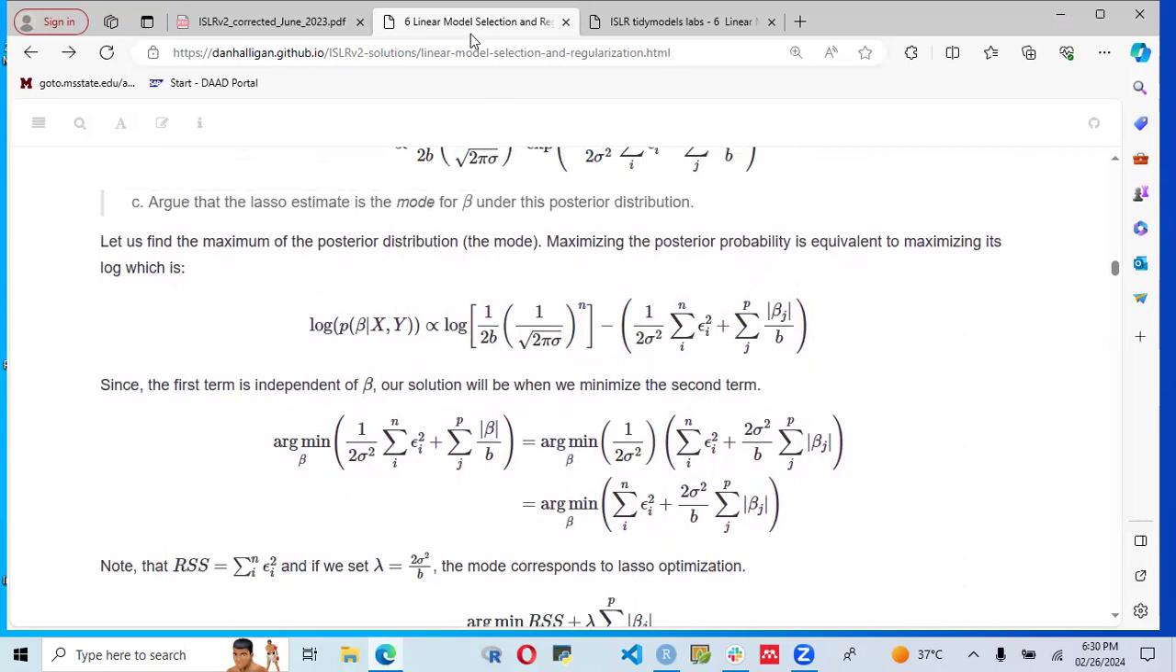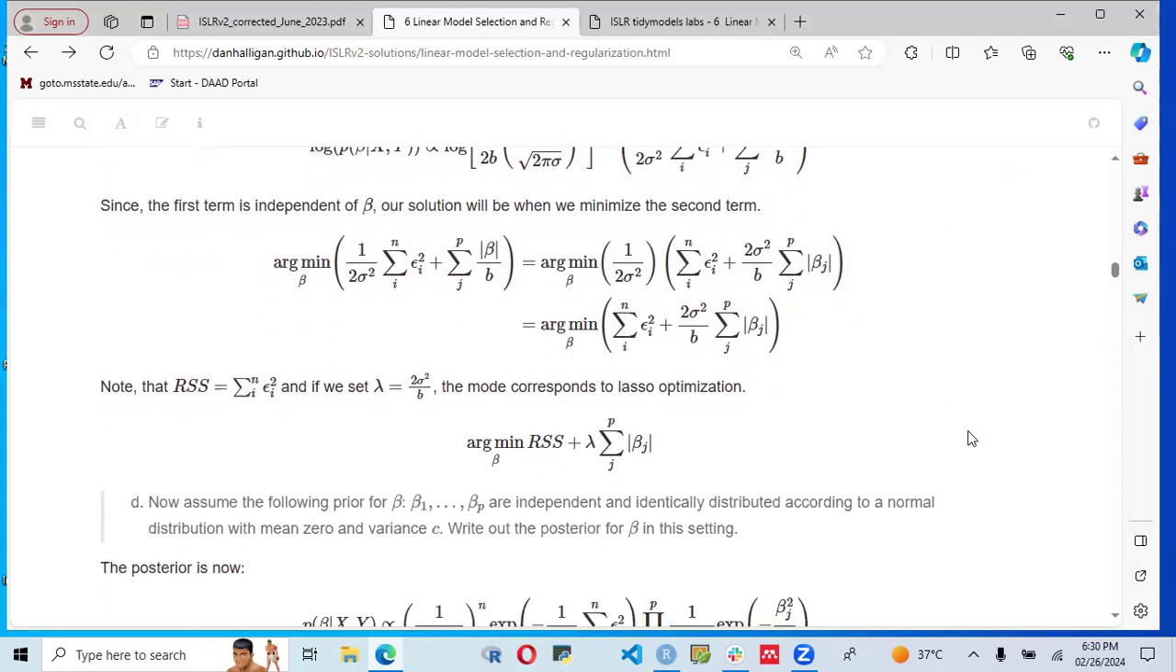So this equation, I think, is very hard. I struggled a lot because I am not coming from a statistics background. Okay.